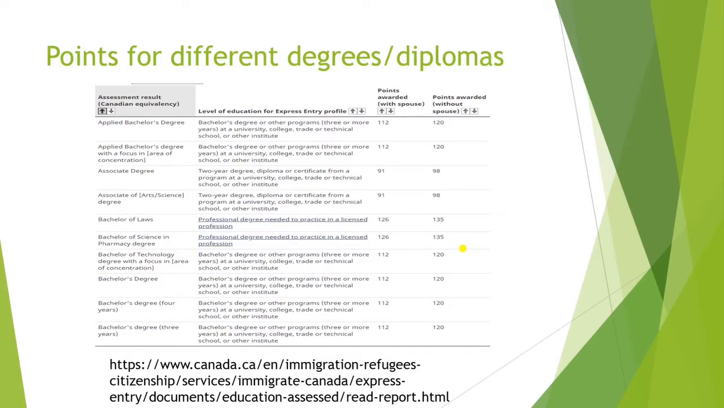Now here I have given an overview of the points you will earn according to your qualification. So here is the list. For more information, you can click on this link of Canada's official website, where you can find points for your own degree. For example, here if we select an applied bachelor's degree, then you will get 112 points if you are applying with your spouse, and you will get 120 points if you are applying as a single applicant. So you can find out about your own education credentials by clicking on this link.